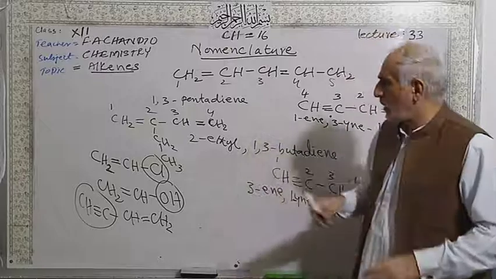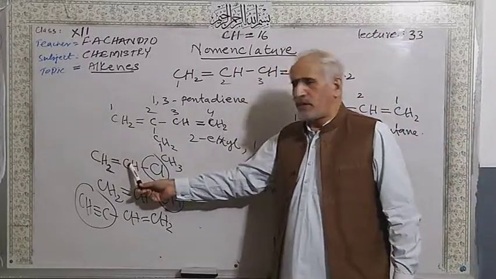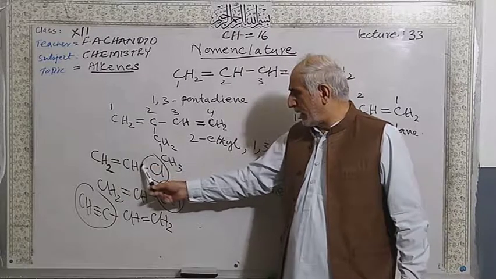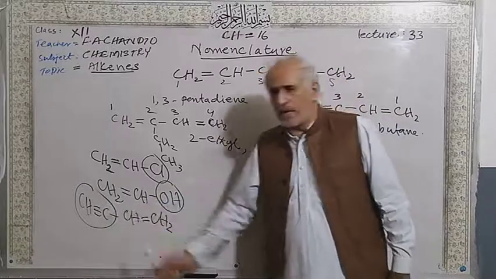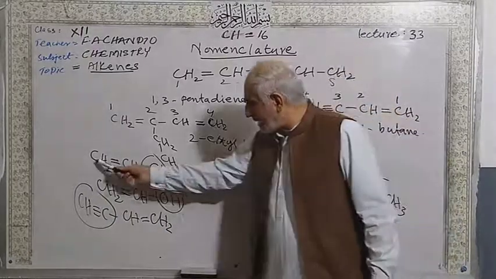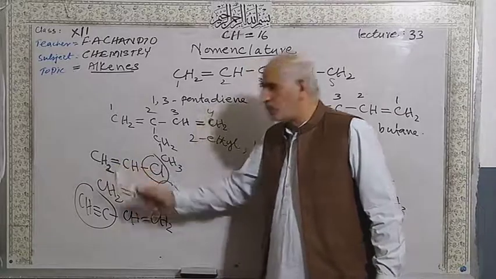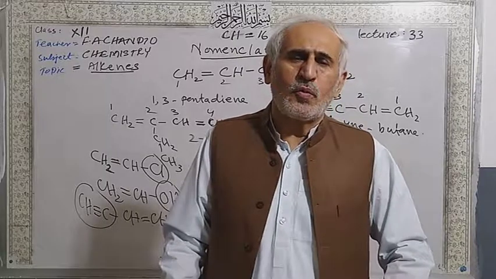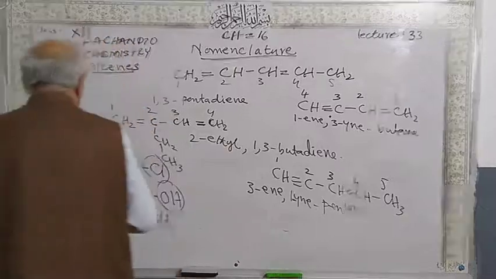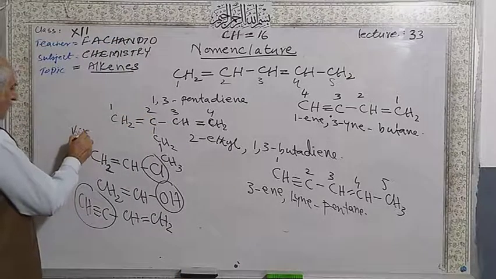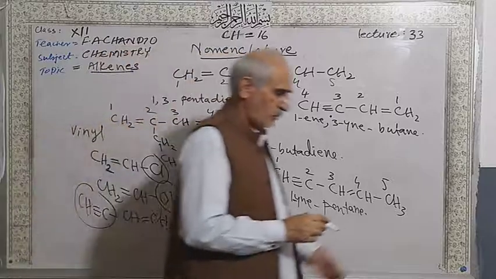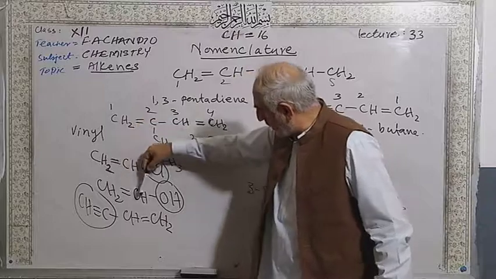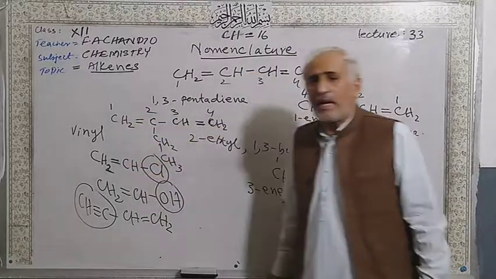Listen to me carefully. If two carbon atoms have a double covalent bond between them, with the carbon having any functional group attached, then this two-carbon unit containing the double bond is called vinyl. We call this vinyl. So the name from here to here, here to here, and also here to here is vinyl.